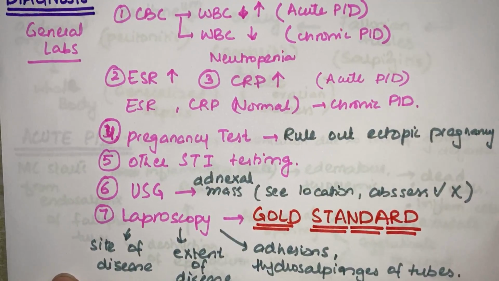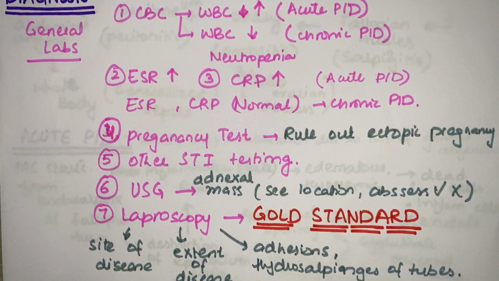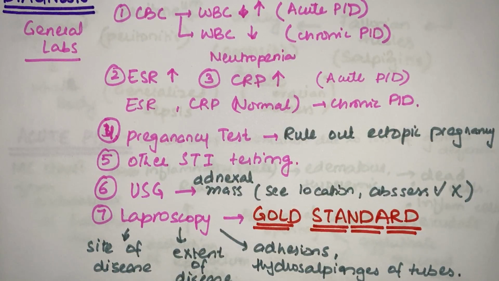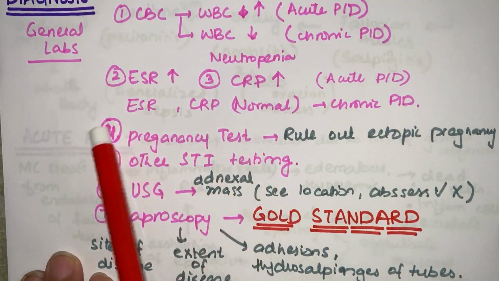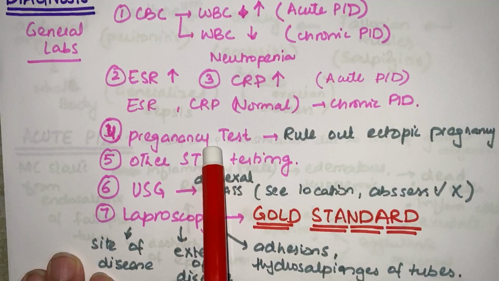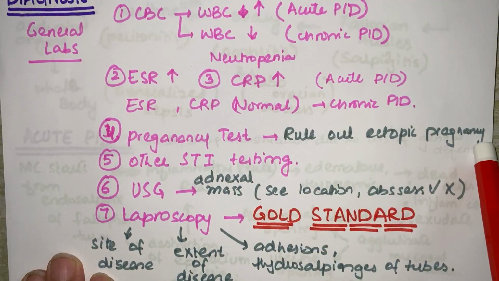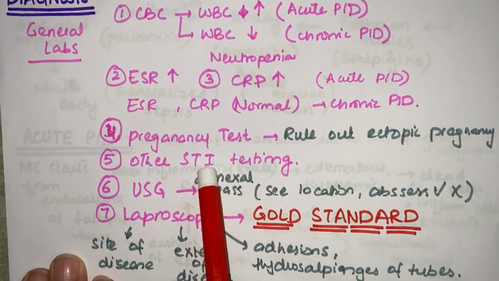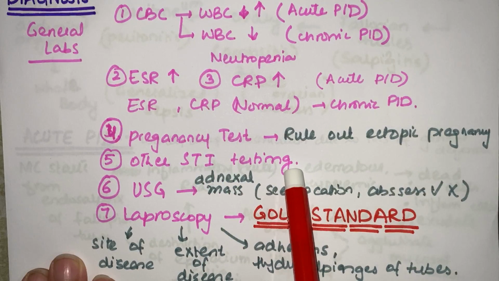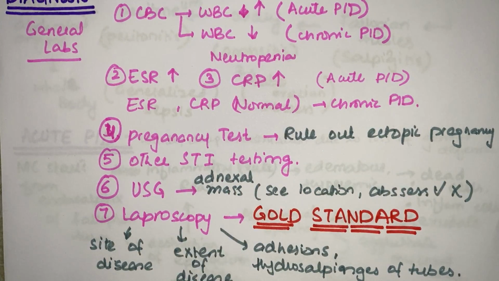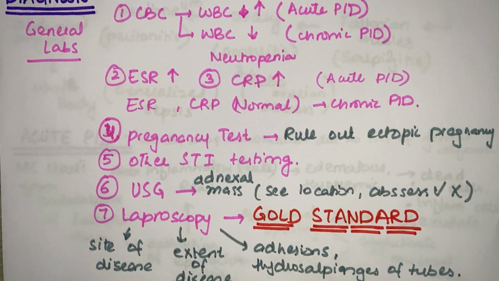Okay, moving on. Now we know that it has two important differential diagnoses, that is ectopic pregnancy, and sexually transmitted diseases can also be seen here. So we go for a pregnancy test. It's a very important test. We have to do it to rule out ectopic pregnancy. Other sexually transmitted infectious disease testing is also performed. Then we know that in clinical features we had a mass, so whenever there is a mass, we go for ultrasonography to assess its location, its site, its size, plus whether an abscess is present there or not.